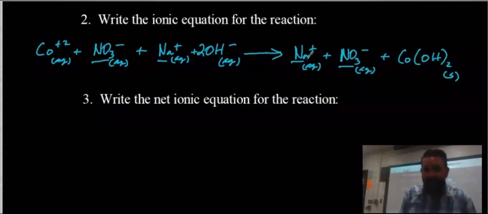And so in our net ionic equation, anything that doesn't change, we're going to eliminate. So what doesn't change? NO3 minus doesn't change, Na plus doesn't change. We're not going to show that in the equation. The things that do change, we are going to include.